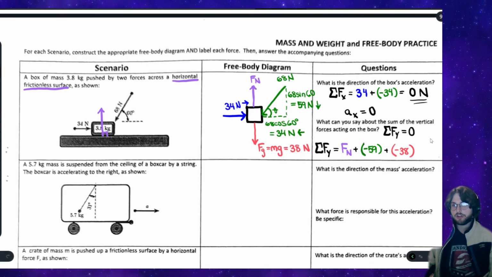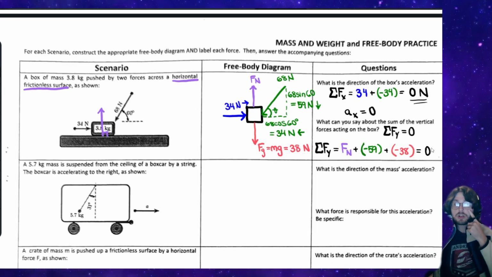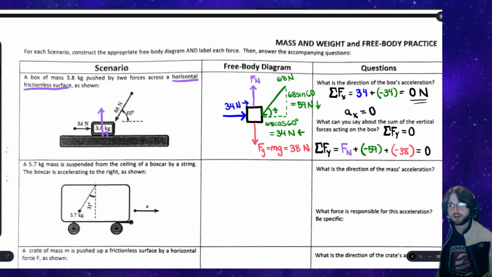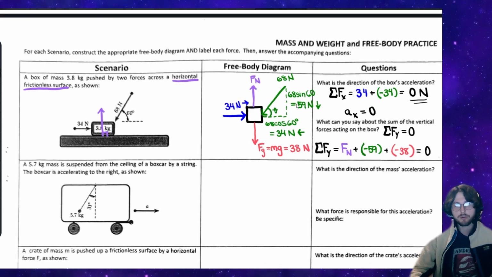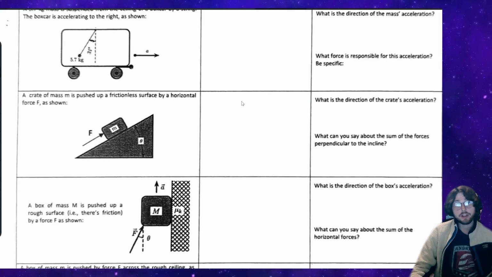And once we've considered all of that, the sum needs to equal 0. So you could use this as an opportunity to solve for what the normal force needs to be in order to keep this whole system the way it is. But we're going to save that for another time. And finally, this is a very funky one.